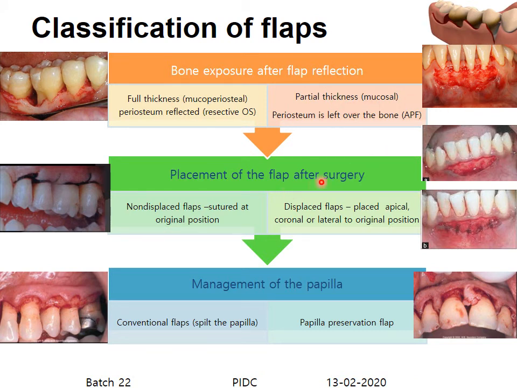Placement of the flap after surgery. If the flap is sutured at its original position itself, then it is called a non-displaced flap. If it is placed a little apically, like in this case, where the flap is reflected and placed in the apical region and we suture it there, it is a displaced flap.